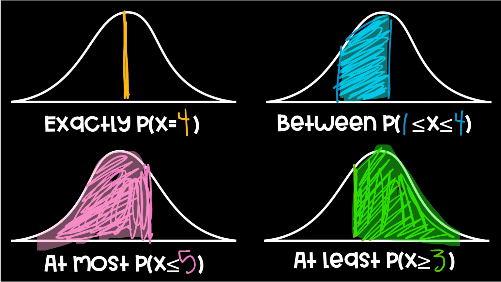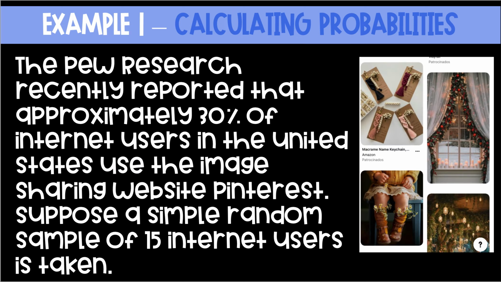We'll be using the same example that I have been using so far, the Pinterest users example that I introduced in the first video, the binomial distribution. The Pew Research recently reported that approximately 30% of the internet users in the United States use the website Pinterest. We're going to suppose that a simple random sample of 15 internet users is taken.